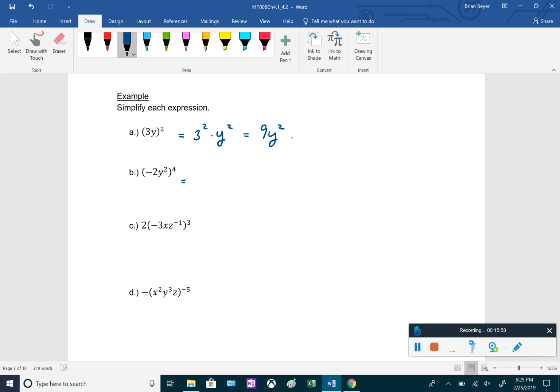Next one, we have negative 2y squared to the fourth. So I'm going to give that negative 2 to the power of 4 with parentheses, as well as that y squared. Negative 2 to the fourth, and a negative to an even power is a positive number. It's positive 16. Y squared to the fourth, power to a power, we multiply. 2 times 4 is 8.